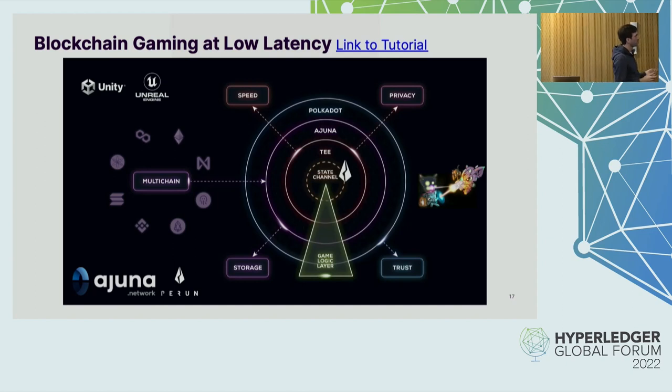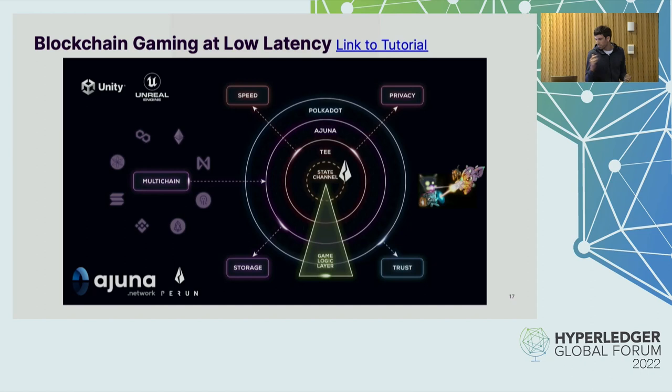And they were running into a problem. They basically already had a scaling solution based on a trusted execution environment, but they couldn't go below a latency of 500 milliseconds or something like that. And since Perun state channels are peer-to-peer, you have almost no noticeable latency. It's like running a normal game.